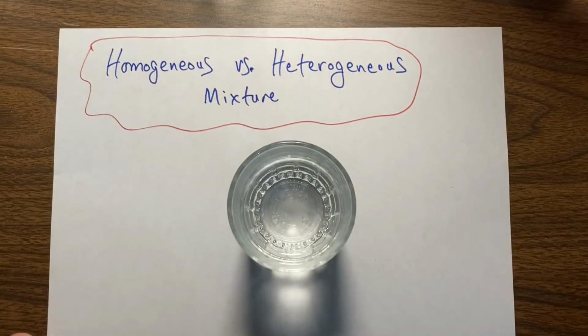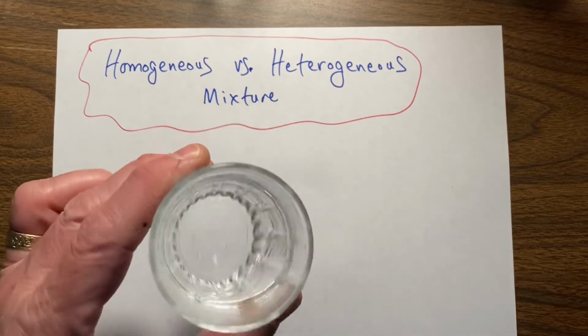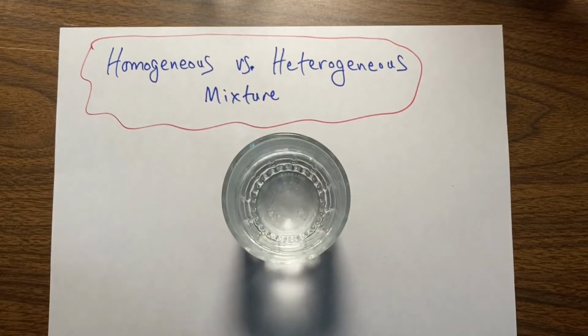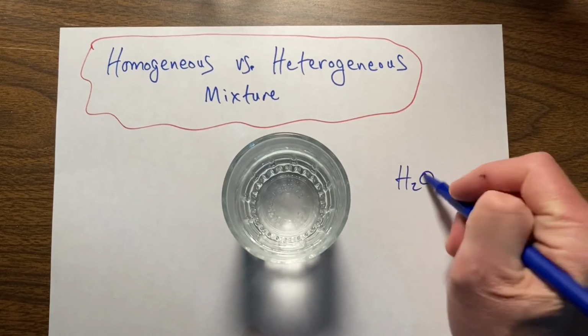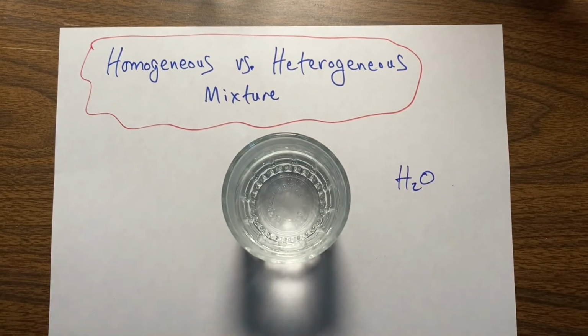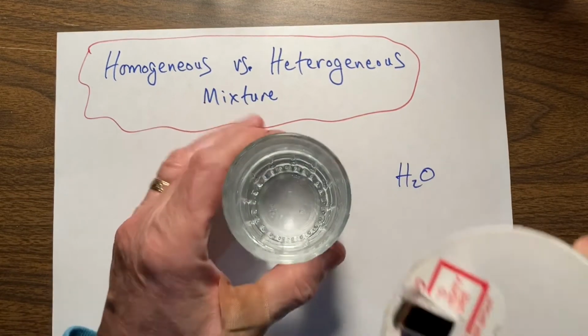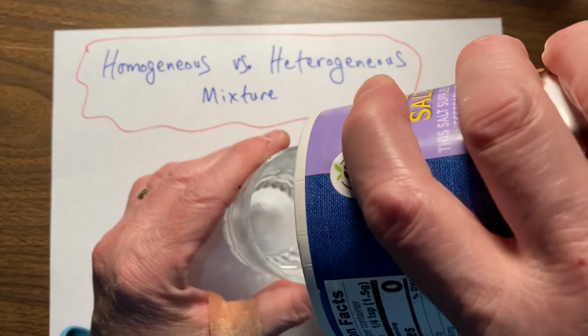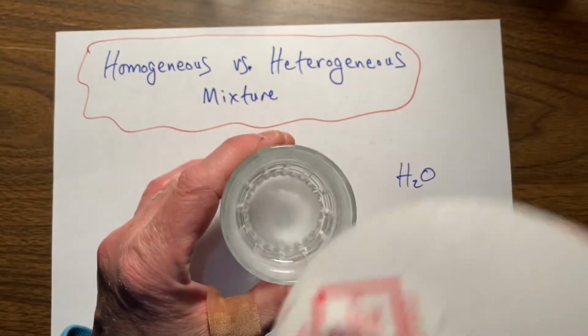All right, I like doing demonstrations to give you a visual of what we're talking about. So I can simply demonstrate the difference between homogeneous versus heterogeneous mixtures with some everyday objects we all have around our houses. So I've just filled the glass with distilled water. Distilled water is a pure substance, H2O, right? That is not a mixture yet, but I can easily make a mixture by adding in table salt. So let me just dump a bunch of salt in.